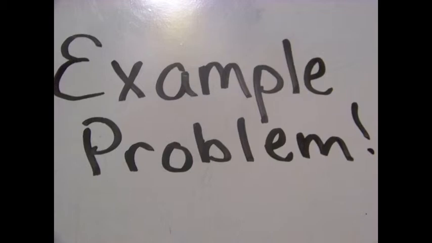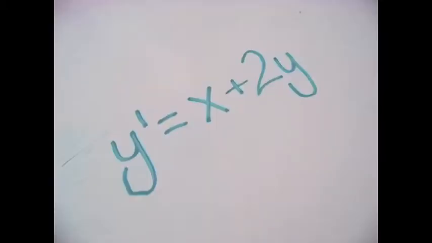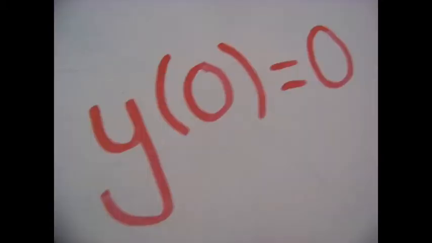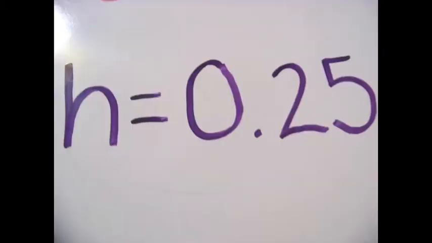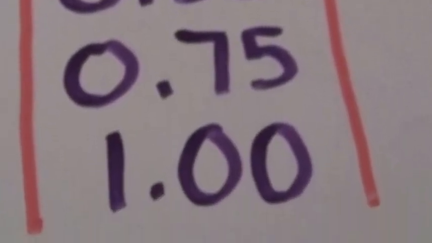For this problem you are provided with the derivative and an initial condition, as well as the step size. The derivative is dy dx, or y prime, equals x plus 2y. The initial condition is y of 0 equals 0, and the step size is 0.25. The goal is to approximate the value at x equals 1. We can fill in the x_n column on our table by increasing x each time by 0.25, our step size.